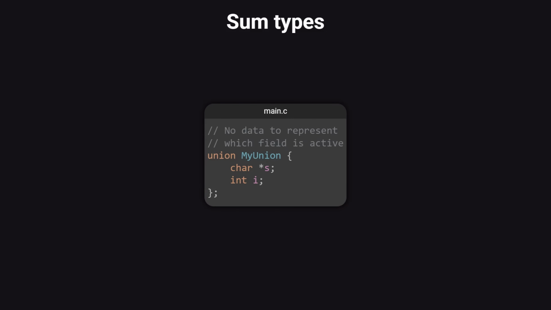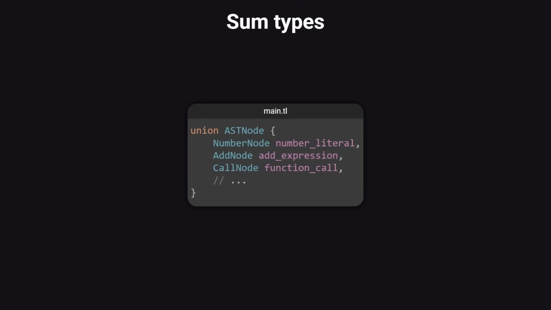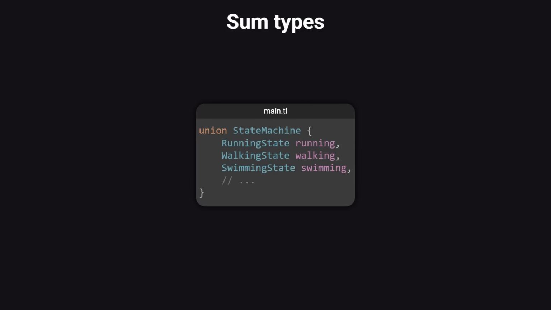So, what are the actual uses for a sum type? Well, there's a ton. Generally, any time you want to explicitly specify some relation between types, a sum type is a good idea. You could use one to represent the different types of enemies in your game, or the different types of nodes in a tree, or the different states in a state machine, or even the different ways some function could fail.